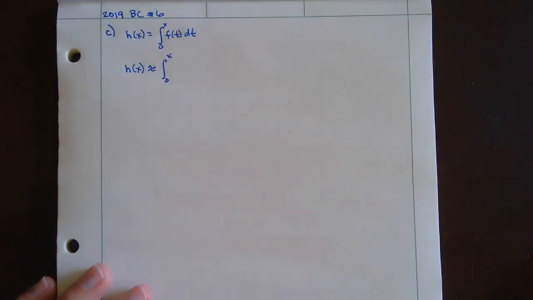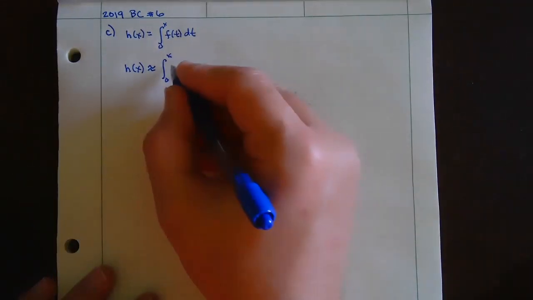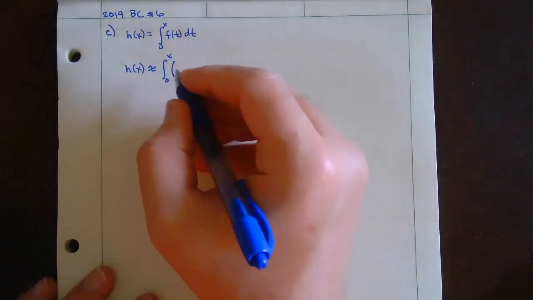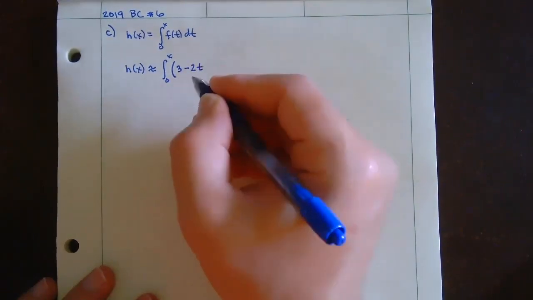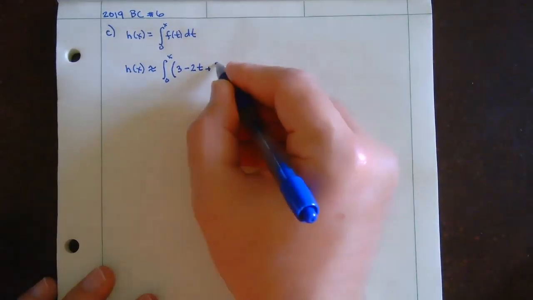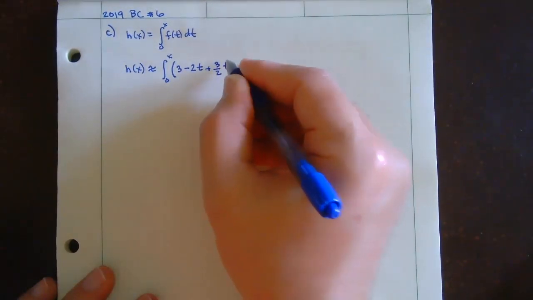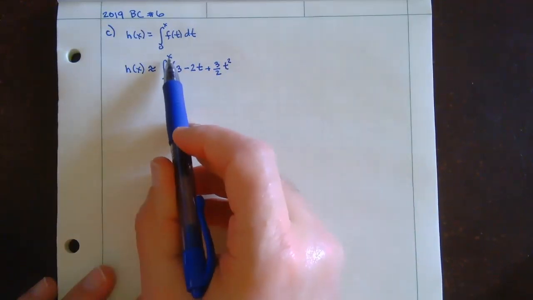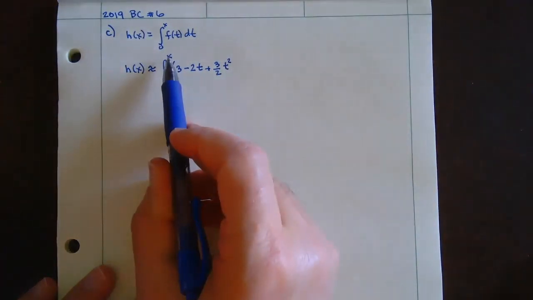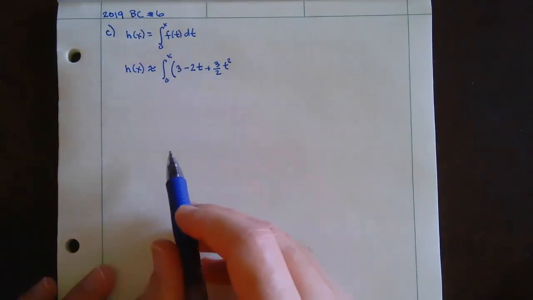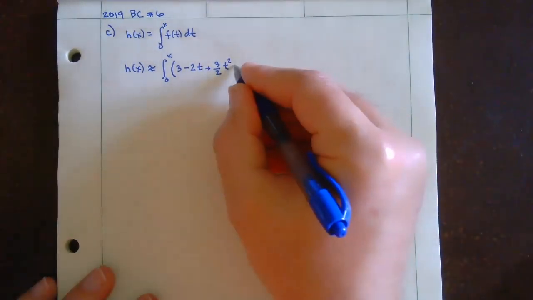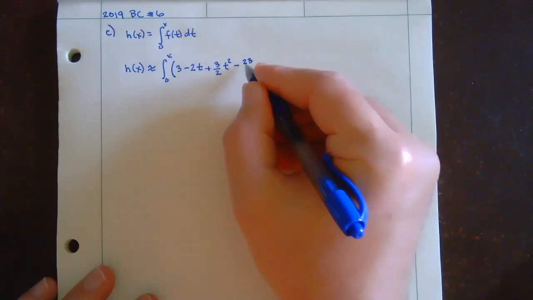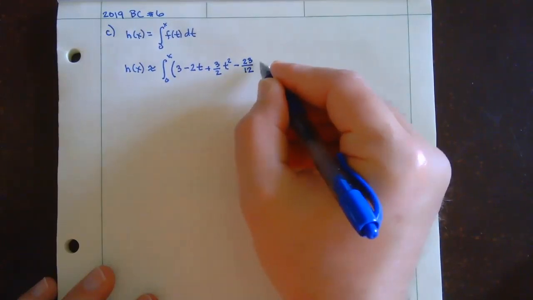So what we got from part A was we're going to take the integral of, I'm going to put parentheses here, 3 minus 2t plus 3/2 t squared, because x represents where we stop integrating at, and that's the input for h, but these have to be t's because of f of t. So plus 3/2 t squared minus 23/12 t cubed.